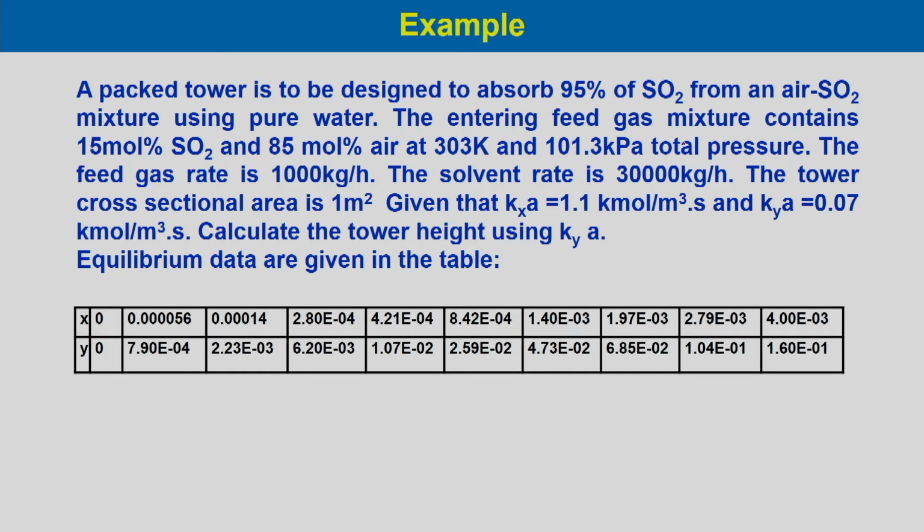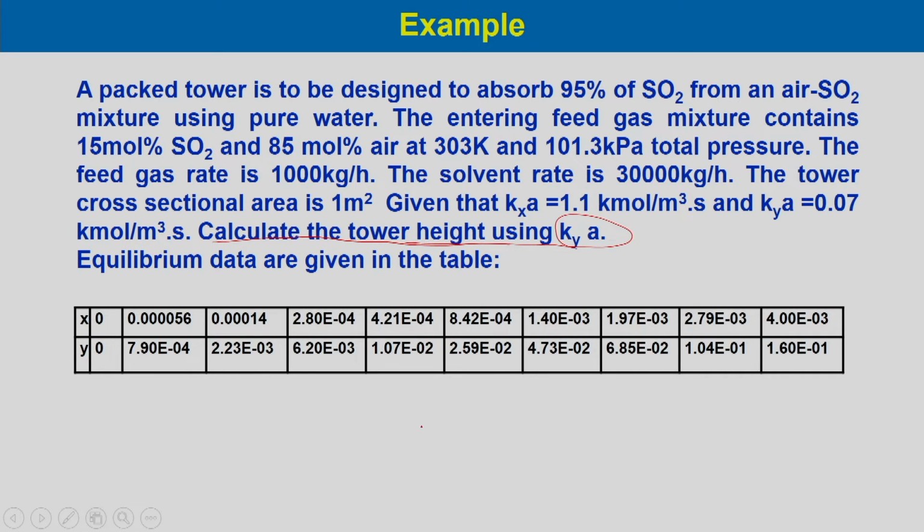The entering feed gas mixture contains 15 mole percent sulfur dioxide and 85 mole percent air at 303 Kelvin and 101.3 kilopascal total pressure. The feed gas rate is given, which is 1000 kg per hour. The solvent rate is also given, which is 30,000 kg per hour. The tower cross sectional area is 1 meter square and the data given are Kxa, which is 1.1 kilomole per meter cube second, and Kya is 0.07 kilomole per meter cube second. Now, we have to calculate the height of the tower using Kya.